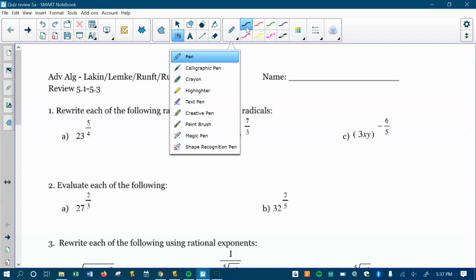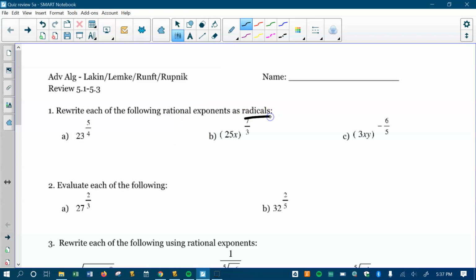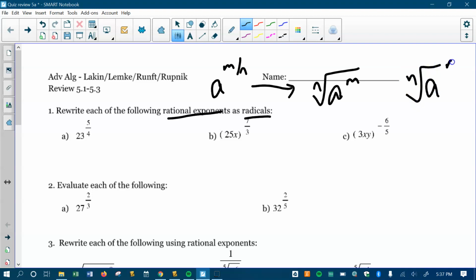The first thing that I'm going to remind you about is going back and forth between radicals and rational exponents. Remember, rational exponents means fraction exponents. So for instance, if you have a to the m over n, you can change that into a root with an n right there and an m on there. Another form of that, by the way, is something like this.